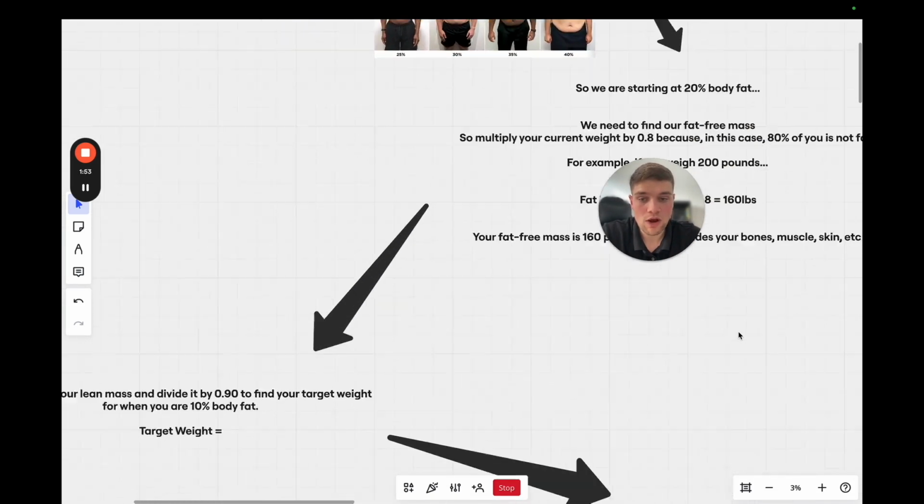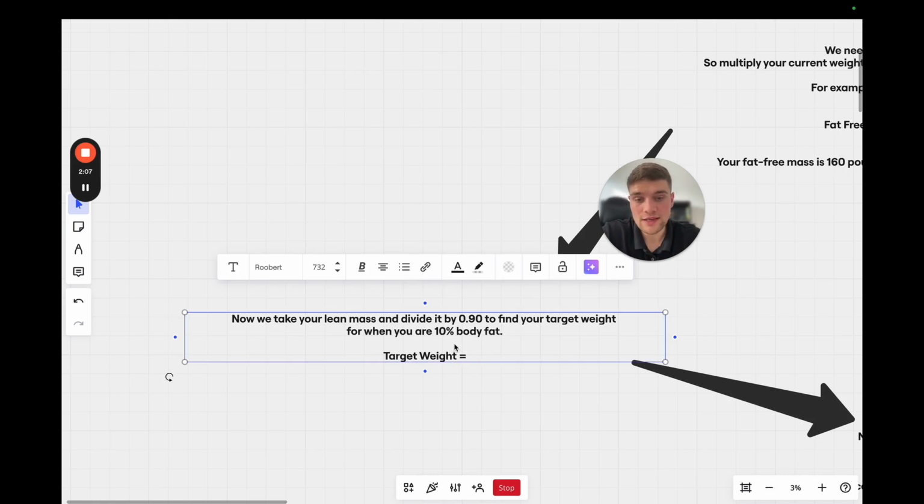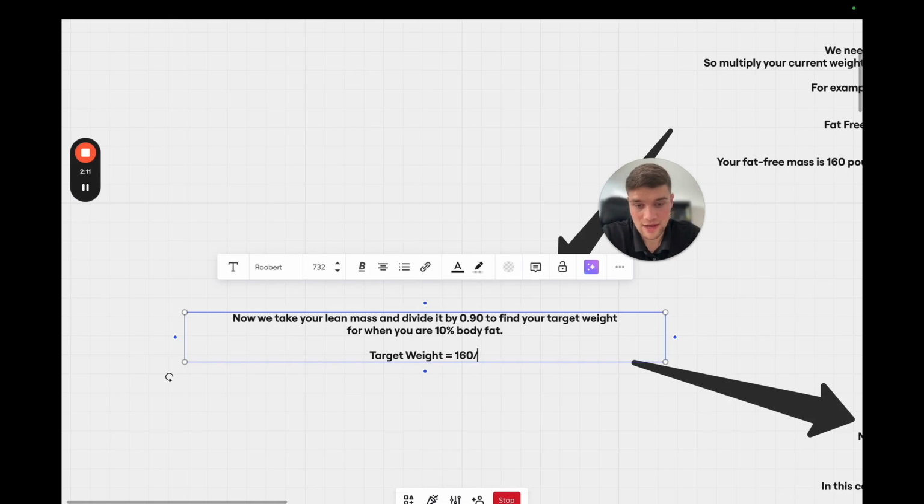Once we've worked that out, what we then need to do is take your fat-free mass, what we call your lean mass, and divide it by 0.9 because that is going to be your target weight. We want to be finding out our target weight here. So effectively, what you're going to be weighing when you are 10% body fat. So your target weight in this situation is going to be 160 pounds divided by 0.9. And in that situation, that is going to give us 178 pounds. So that is going to be our target weight.